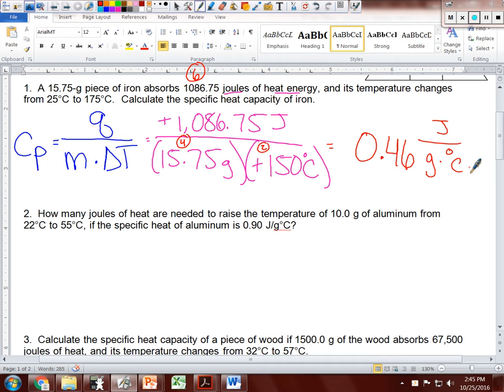Yes, ma'am. The least number of decimal places. Yes, ma'am. When you're multiplying and dividing. We'll talk about subtraction in just a second.